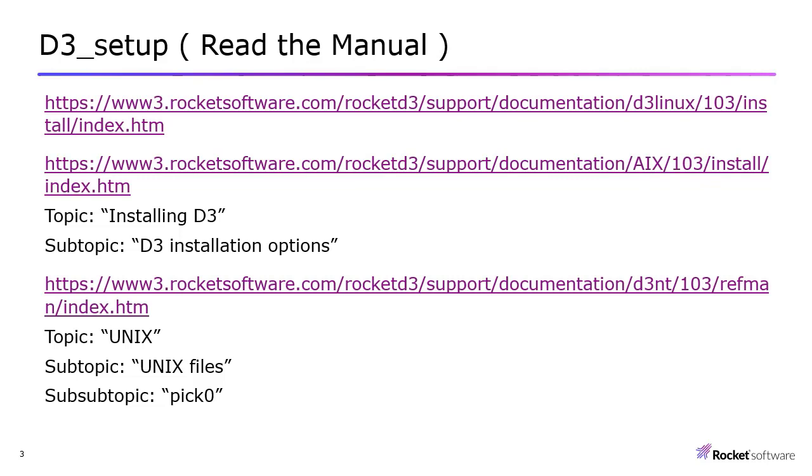Before we do that, please read the D3 Setup section of the D3 Unix installation guides. There's one for Linux and one for AIX. The image shows the links. In both guides, check the Installing D3 topic and D3 Installation Options subtopic. There's also a really good section of the D3 reference manual devoted to the Pic0 file. That link is also shown in the image. Check out the Unix topic, the Unix file subtopic. Find the Pic0 file subtopic under that. Again, if you haven't read these before, please do so now before proceeding.